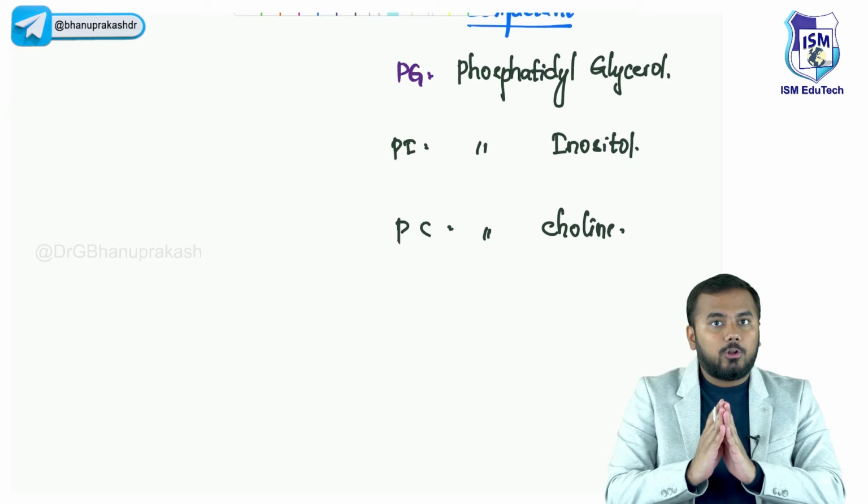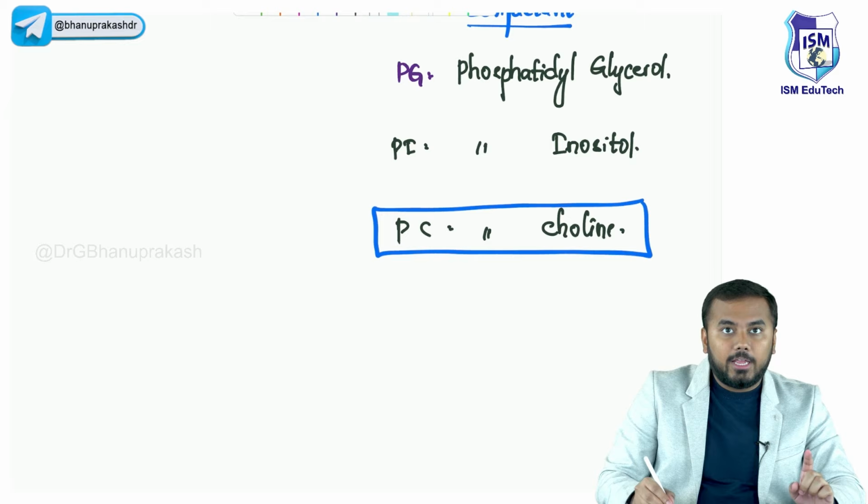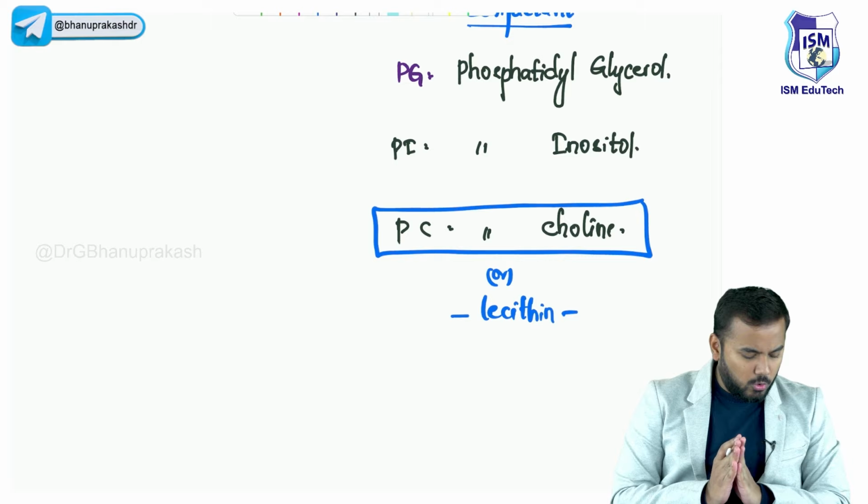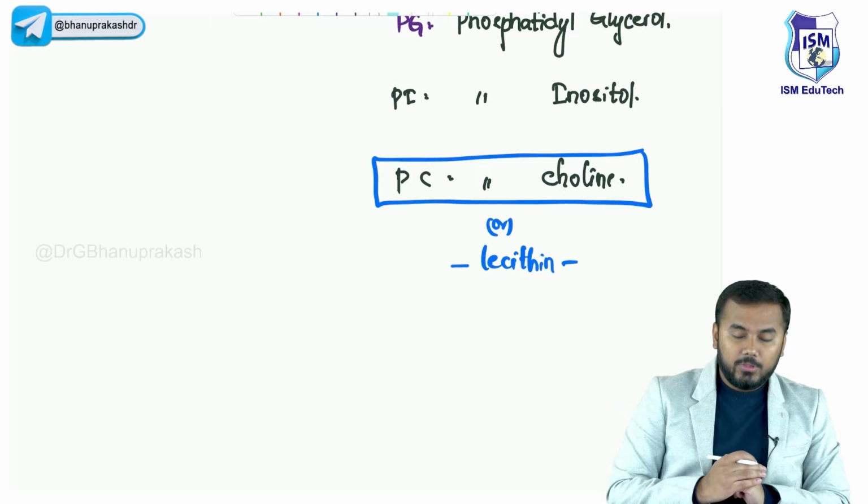Now, out of these three important components, phosphatidylcholine, the other name for this is lecithin. Okay, the other name for this is lecithin. So I hope guys, you please keep on commenting down. I hope you are understanding, time to time, whatever I'm teaching here. So these are the three important components of surfactant.